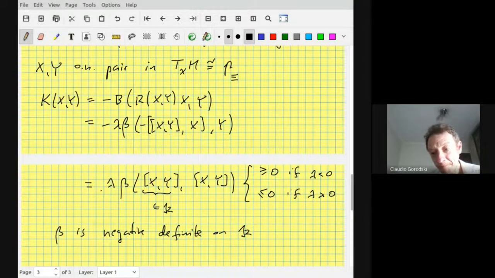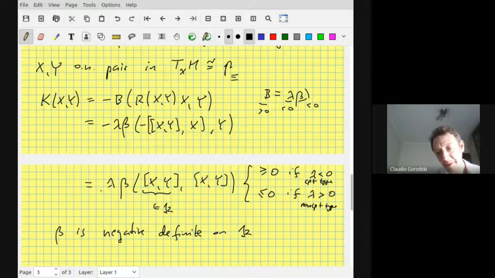So, the first case, if you recall, lambda is negative. Lambda negative means this is positive, right? Means that the Killing form is negative on P. So this is the case of a symmetric space of compact type. And lambda positive is non-compact type. So symmetric spaces of compact type have non-negative sectional curvature, and symmetric spaces of non-compact type have non-positive sectional curvature. Okay.